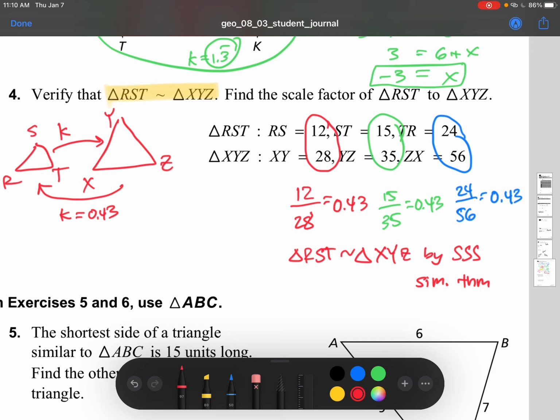So if we want to find the scale factor to go from small to big, we just have to reverse all these fractions. So 28 over 12, or 35 over 15, or 56 over 24. Any one of those should give us the scale factor going from small to big. If you compute any one of those fractions, you get 2.3 repeating. So the scale factor that takes us from the small measurements of the left triangle to the large measurements of the right triangle is 2.3 repeating.